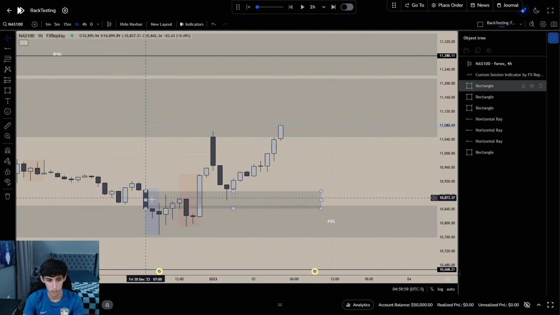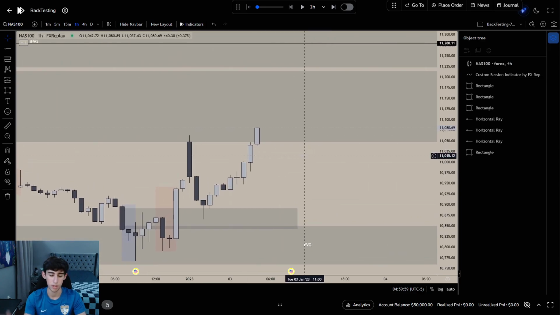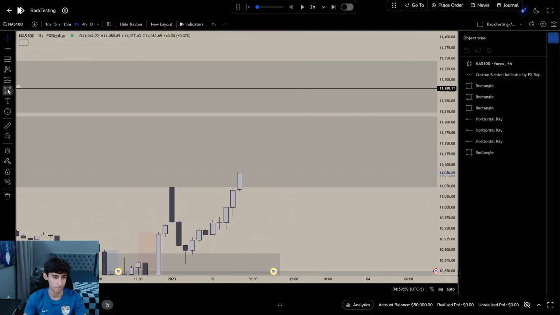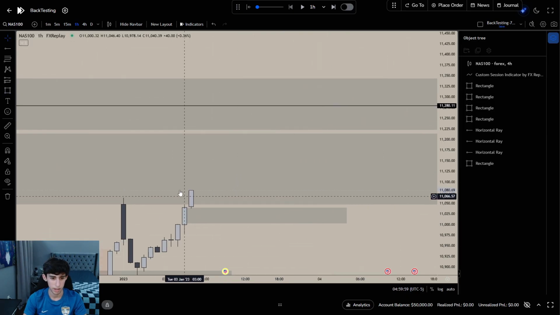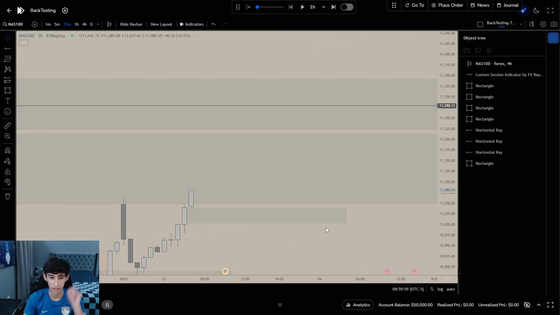It does hit that inverse fair value gap here. Let me know in the comments, am I overdoing the gaps? I don't know. Got another gap here. I just love gaps. And yeah, I don't think we could get any good price action.